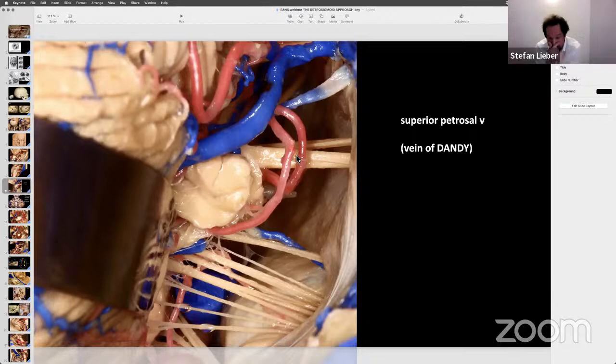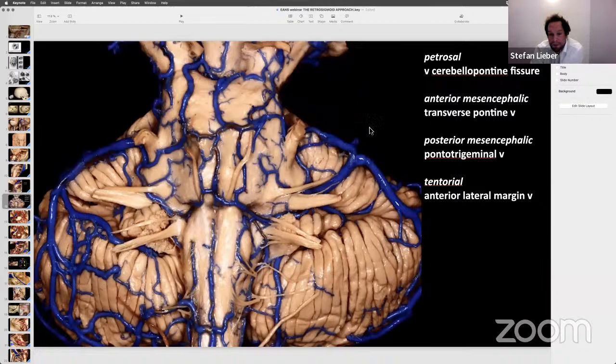important one being the vein of Dandy, the superior petrosal vein, which drains anterior, just superior or even inferior, so lateral to the internal acoustic meatus into the superior petrosal sinus. And it's essentially the most important draining structure of the cerebellum and the anterolateral aspect of the brainstem. This is highly variable. So this is the draining area of Dandy's vein.